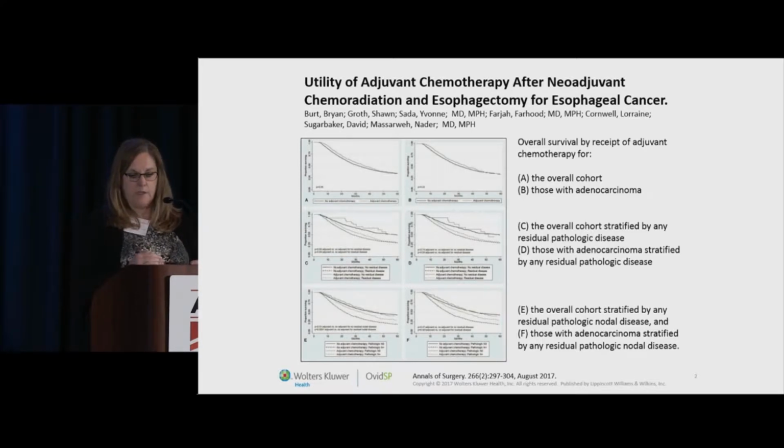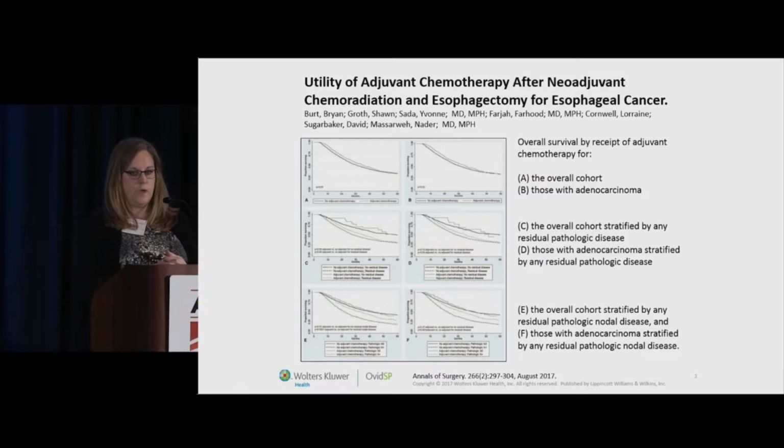The middle graph is looking at those stratified by residual pathology. How much residual disease was there? Is there disease or not? So the top two curves there are no residual disease, and the addition of adjuvant therapy really didn't add much. That's the gray line. The bottom two curves are with residual disease, and as you can see, there's a slight difference between them, but it's not very large.